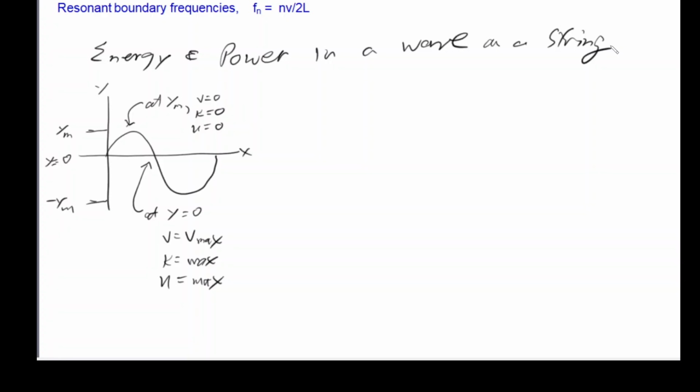Now, I drew this diagram to show that at y equals ym, or maximum amplitude, the velocity is 0, potential energy is 0, and kinetic energy is 0. And at y equals 0, velocity is at vmax, kinetic energy is maximum, and potential energy is maximum. And this may not sound intuitive, but here's the reason why.